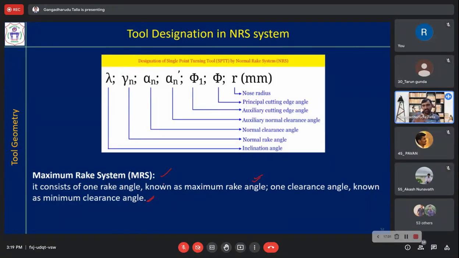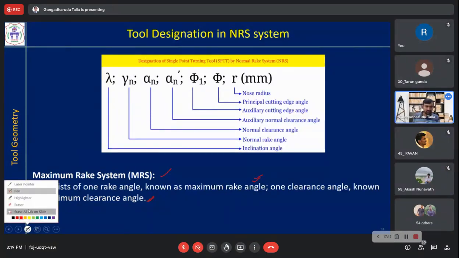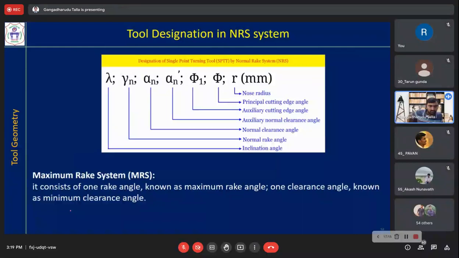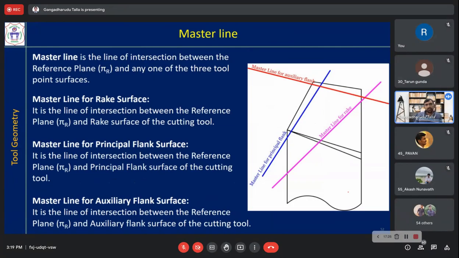Similarly, the rake angle can be maximum at some particular value. Beyond that, if you take a larger rake angle, the tool will become too thin, and then it may break. So there are limits. Now let us see what this maximum rake system is, that means maximum rake angle and minimum clearance angle. Let us try to see them graphically.